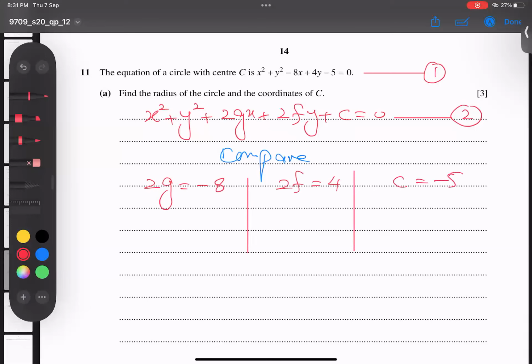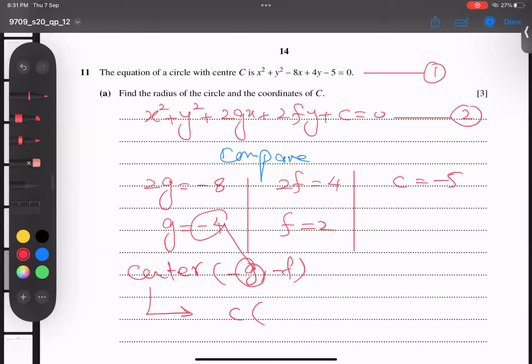Then I divide by 2, and I get g equals negative 4 and f equals 2. Now for the center, as all students know, the center is always negative g, negative f. So I change both signs: negative into negative gives positive 4, and the 2 becomes negative 2. So that's it, center C is confirmed.